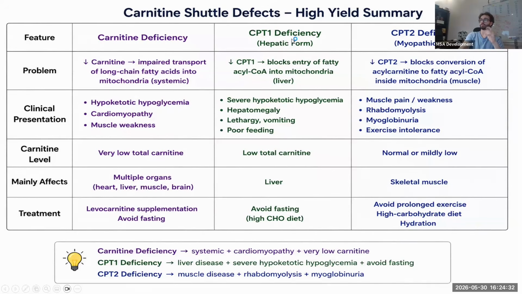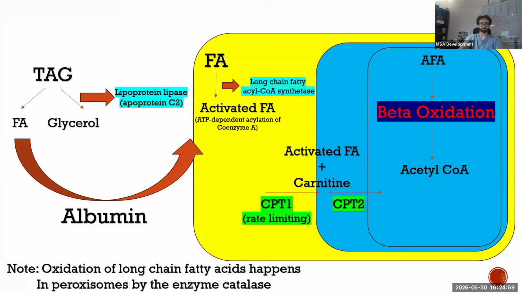CPT1 deficiency, this is going to be bad. Why? Because the fatty acids will not be able to enter the mitochondria. But this will lead to, of course, low total carnitine, not very low, but low. It affects the liver, where we're going to have hypoketosis, where we won't have ketone bodies. You might ask why. Why in these disorders don't we have ketone bodies? I expect you guys to know, but I'm going to explain it to you.